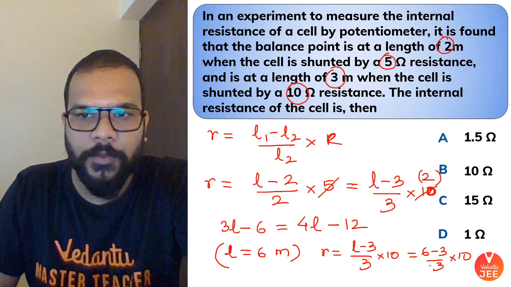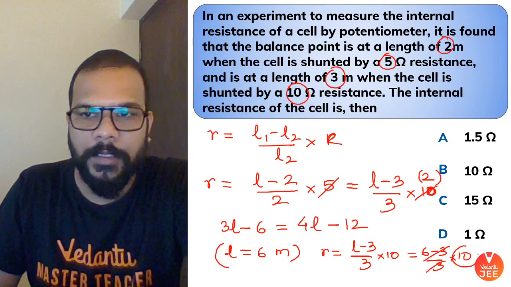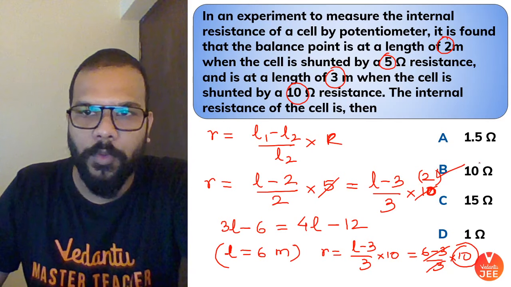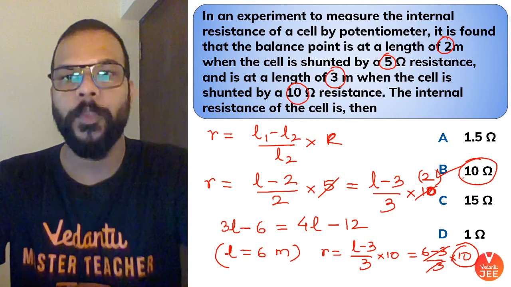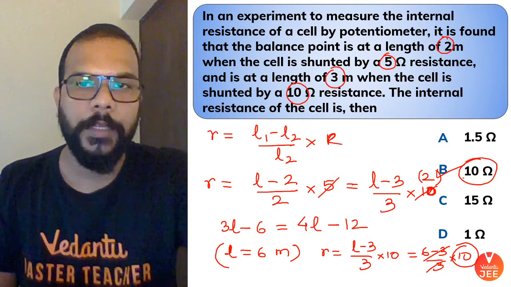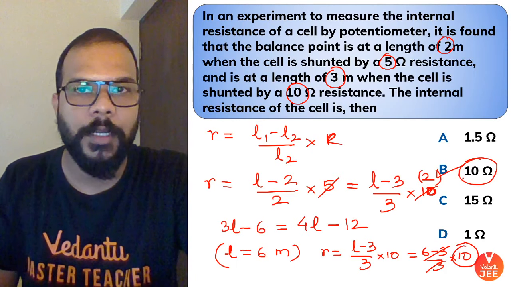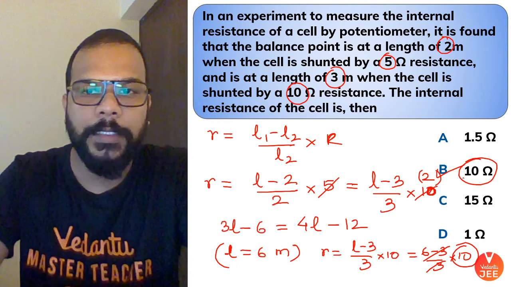What do I get? 3 by 3 gets cancelled. The answer comes out to be simply 10 ohms. So our answer for the internal resistance of this cell, which has been connected with two different external or shunt resistances as 5 and 10.